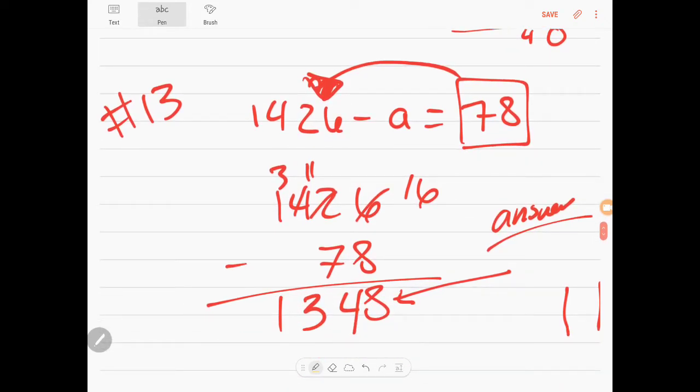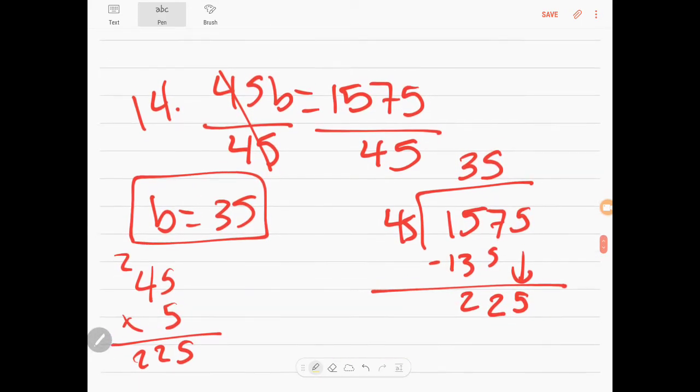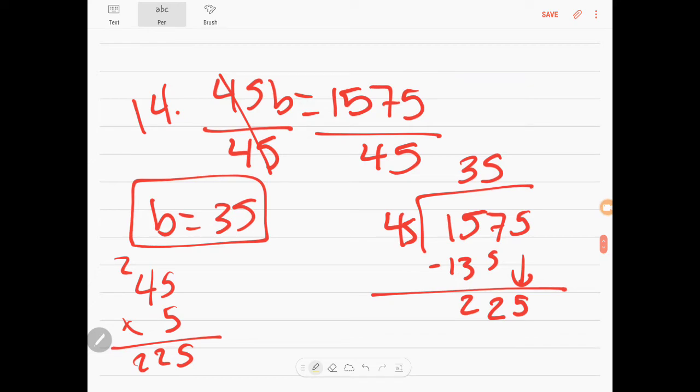Number 13. Number 13 is one of those problems that I don't like the way that Saxon does it. So I'm going to do it the Saxon way and not my way, just so you guys can understand it. For this problem, what they want you to do is just take the answer and subtract it by the number that you have. So 1,426 minus 78 equals 1,348.